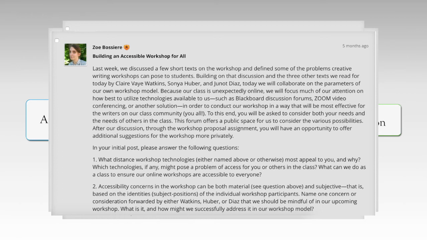Students also completed individual proposals about how the workshop should be structured and function to be inclusive of everyone in our community. This was the design or collaborative component of the creation process.